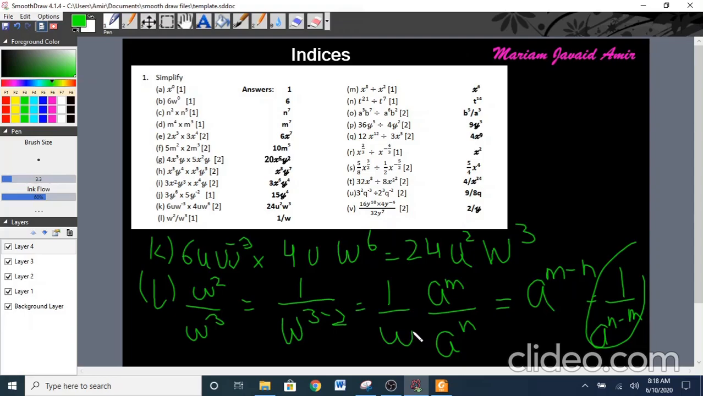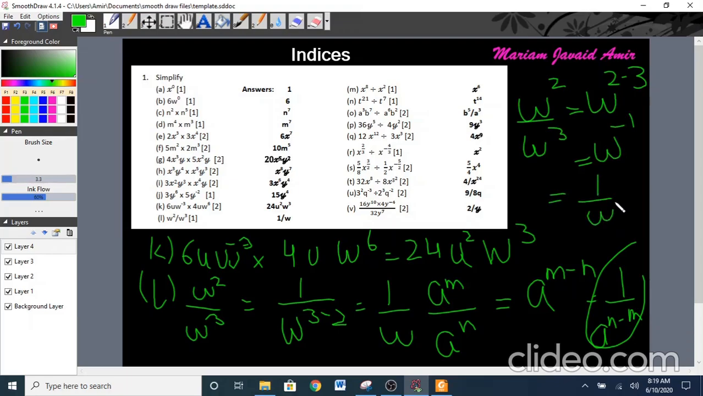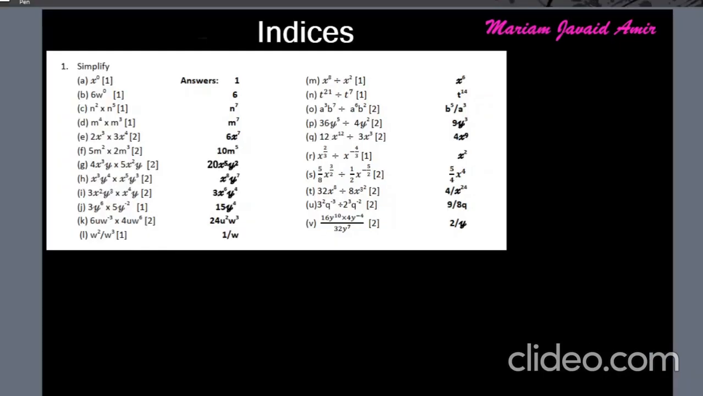Another way of doing it is I write w squared over w cubed equals w power 2 minus 3. Now 3 is going up, so we put a negative sign with that, and we're left with w power minus 1. And this is actually 1 over w. So this and this are actually the same, but conventionally we're supposed to give the answer as a positive power. So we take w power minus 1 to the denominator and it becomes 1 over w power 1, which is simply written as 1 over w. Okay, done.